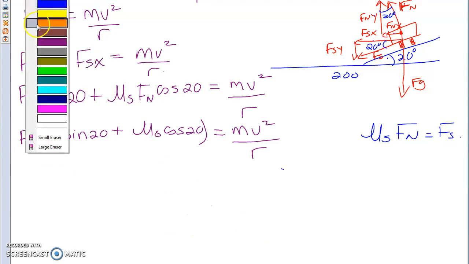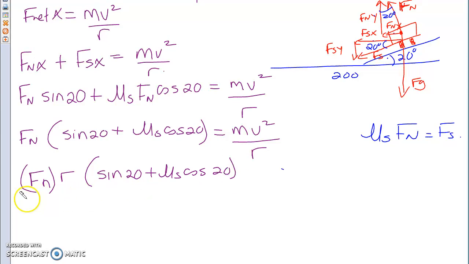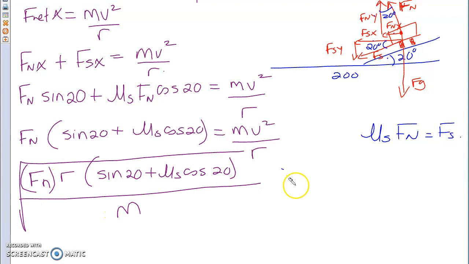Okay. So you're going to end up with Fn times r, times sine of 20 plus mu s cos of 20, divided by m, and then square root the whole thing. As you could see, it's not looking pretty at all, which equals v. Does that make sense? Fn times r, sine of 20 plus mu s cos of 20 divided by m.